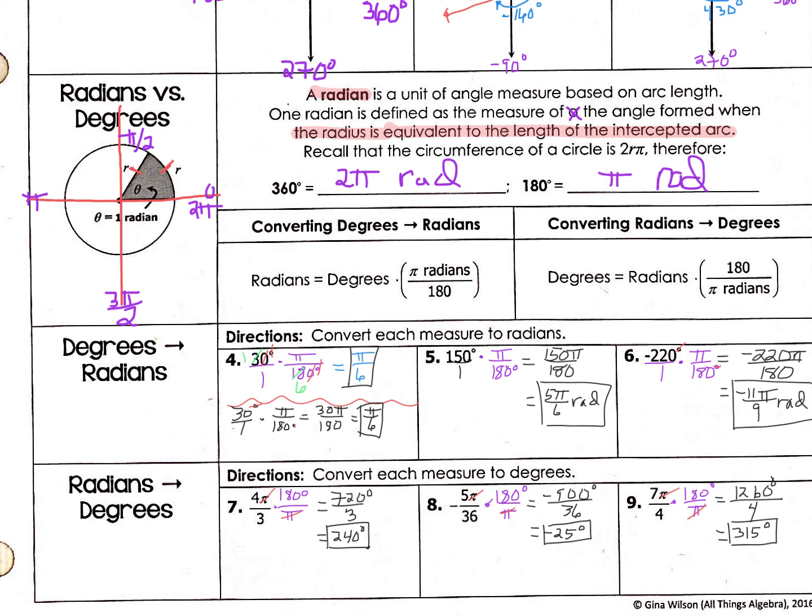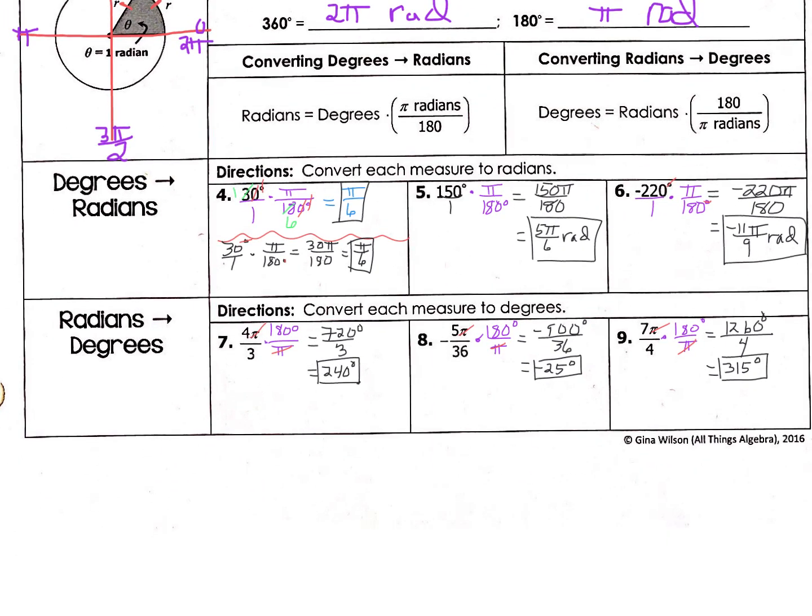And then knowing that you multiply degrees by pi over 180 to convert to radians. And finally, that you know to multiply by 180 degrees over pi to convert radians into degrees.